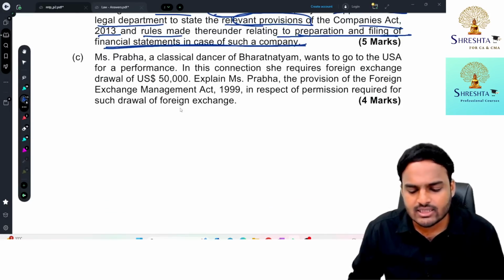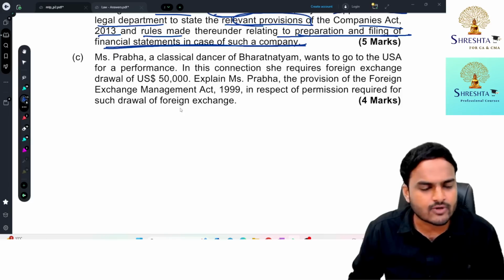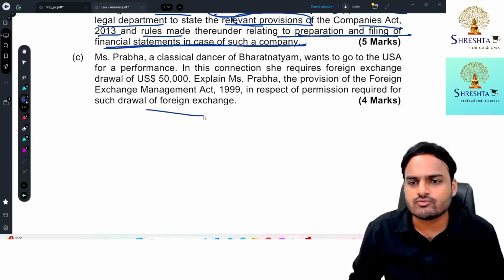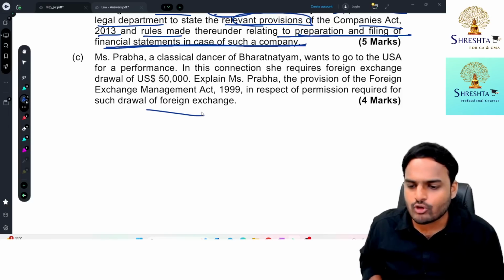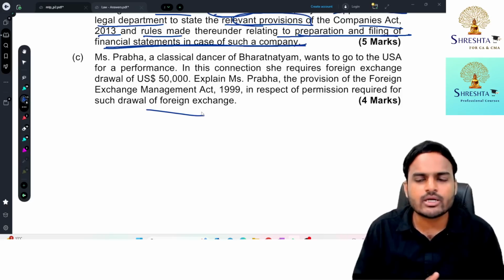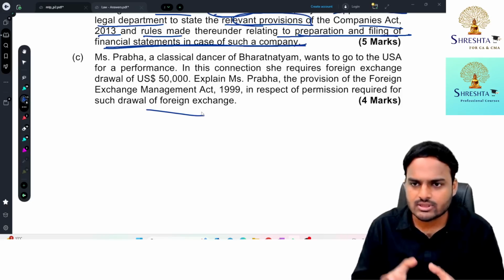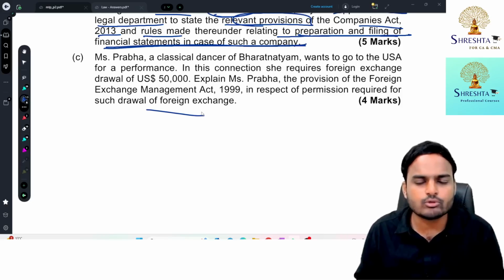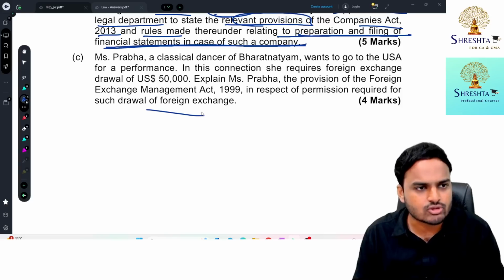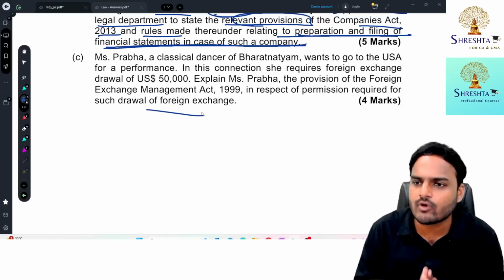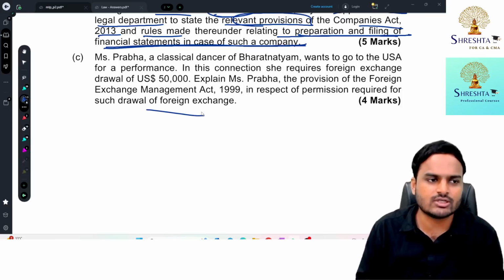Miss Prabha, a classical dancer of Bharatanatyam, wants to go to USA for a performance. In this connection, she requires foreign exchange drawal of 50,000 USD. Explain to Miss Prabha the provisions of FEMA 1999 in respect of permission required for such withdrawal. This is related to culture, right? So it is a current account transaction, prior approval of the Central Government is required. The Ministry of Human Resources Development is the concerned ministry to approve this transaction. Their Department of Education and Culture is there. That department has to give approval. Only with that approval you can withdraw foreign money for carrying out this transaction.